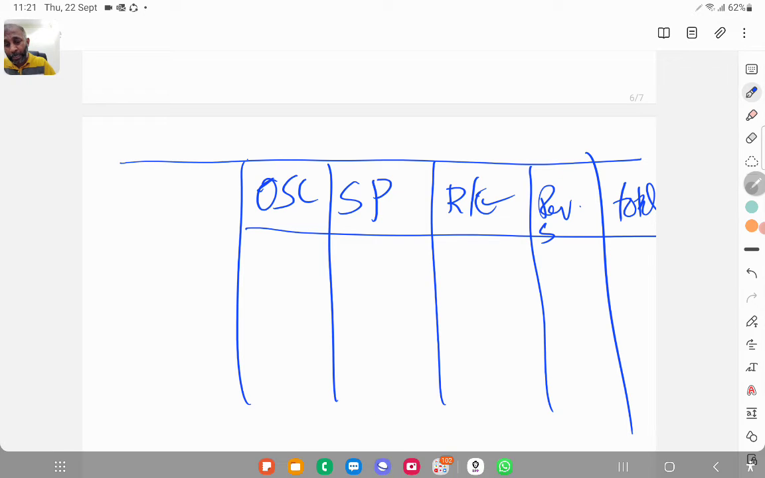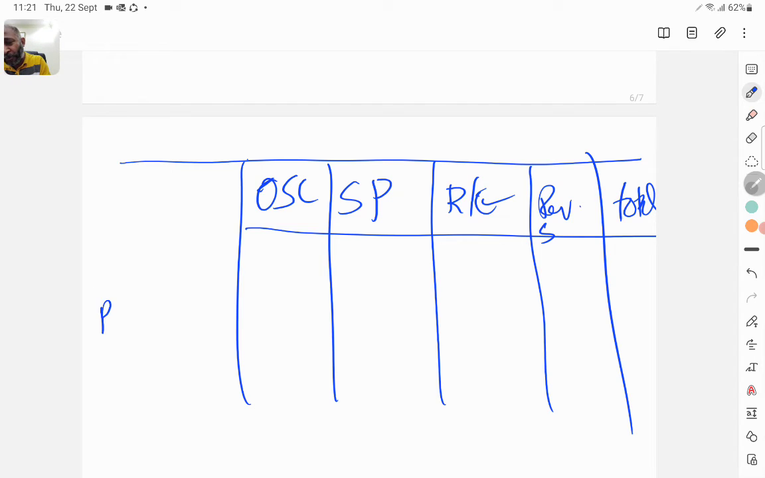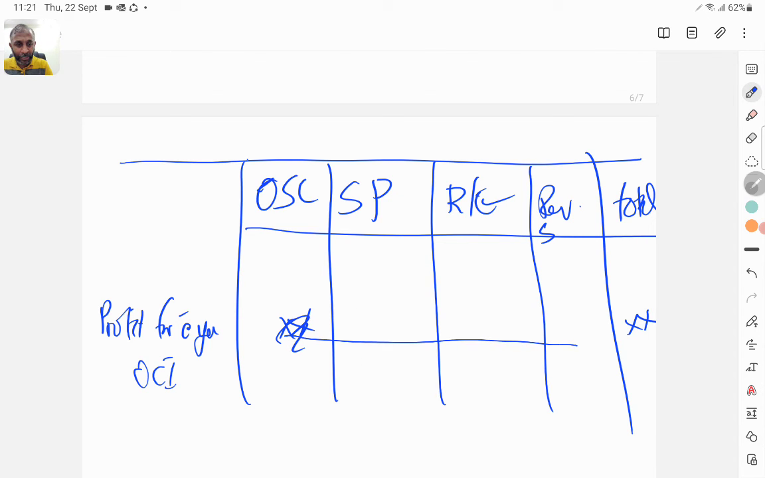So the question here, what they are asking you, which of the following should appear in a company's statement of changes in equity? The total comprehensive income for the year, obviously that is part of it. So here, profit for the year will come, and you will get it here, and then also other comprehensive income will also come here. So the profit for the year should come under retained earnings. Other comprehensive income also will appear here, and the total will reach here.